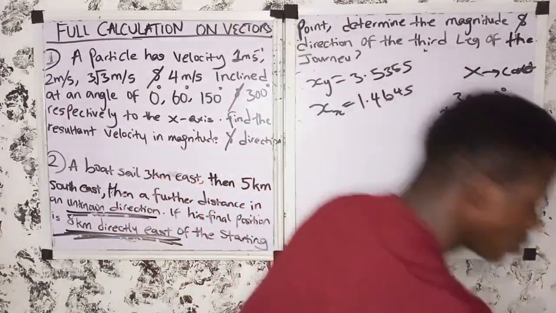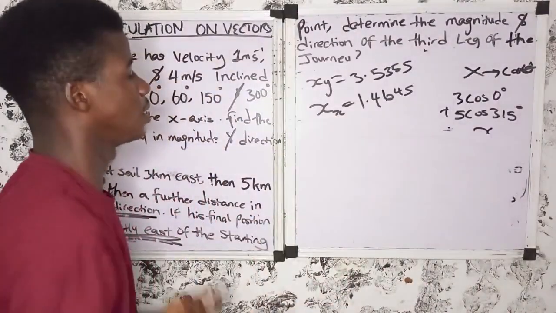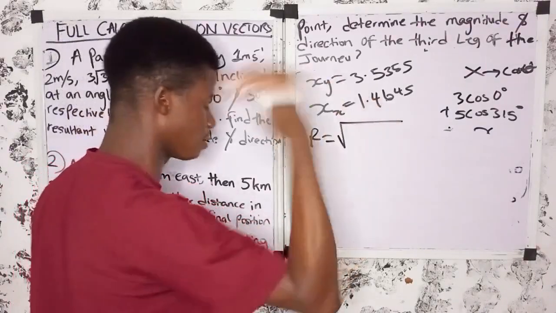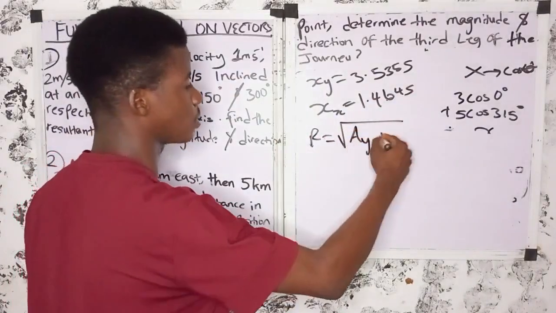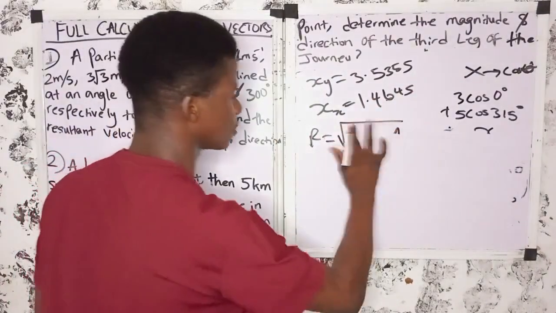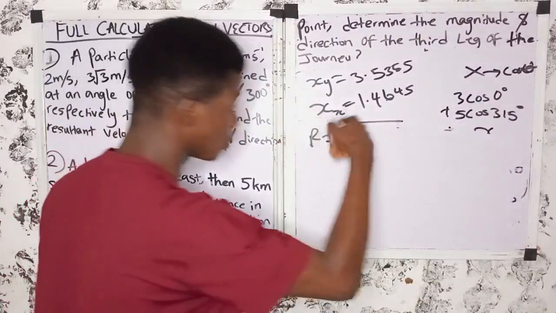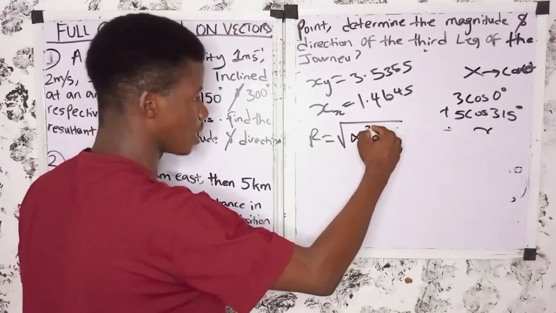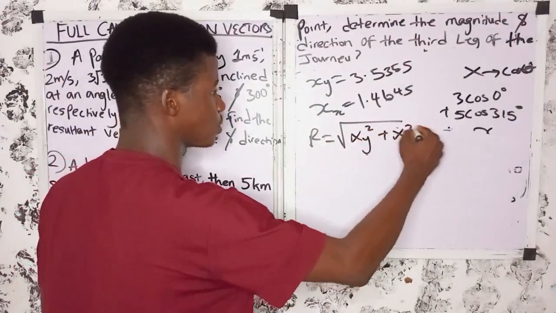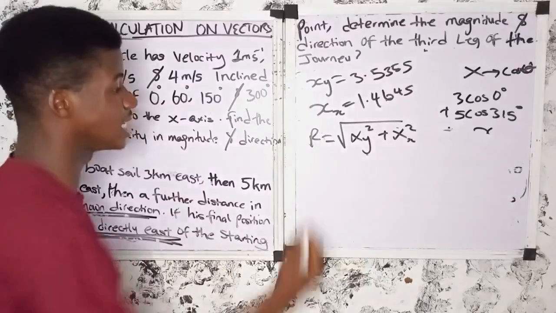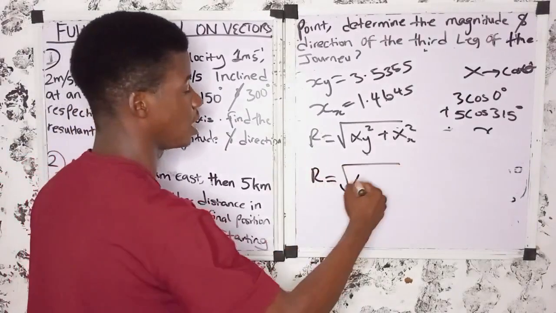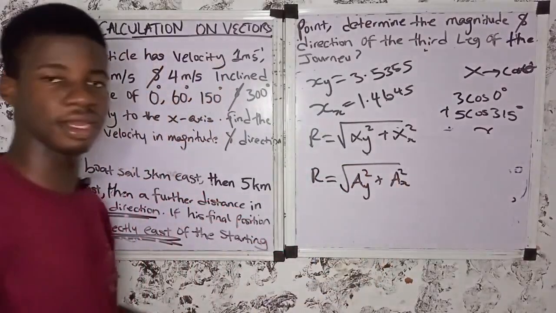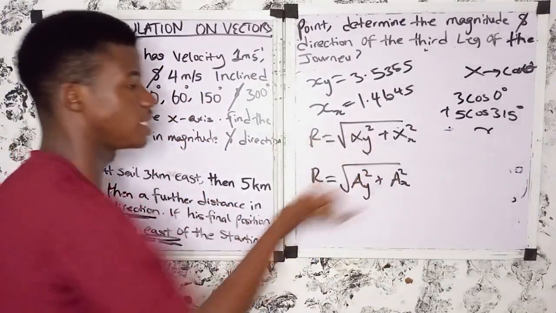Remember, how are we going to look for the resultant? It's very easy. Which is the total now? The resultant is equal to the square root of sy square plus xs square. Okay, I can use any letter. I can say the resultant is equal to the square root of ay square plus ax square. It's the same thing, okay?